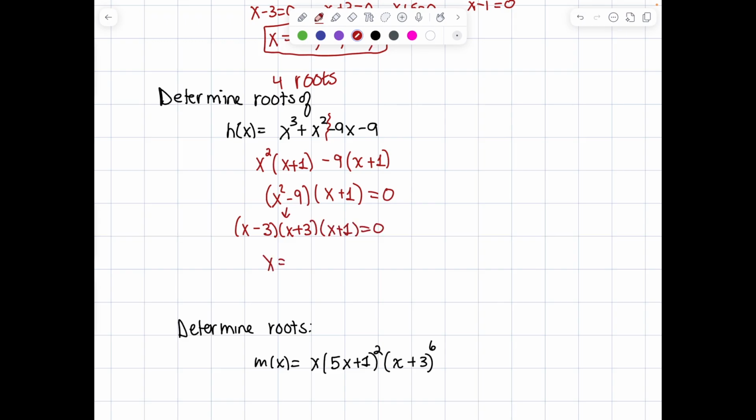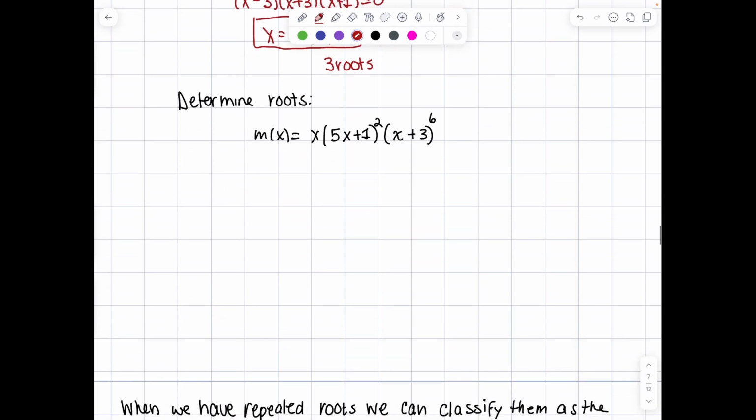So I get x equals 3, negative 3, and negative 1. So I have 3 roots. Those are my roots. And notice that I have a degree 3 polynomial, and I got 3 roots.